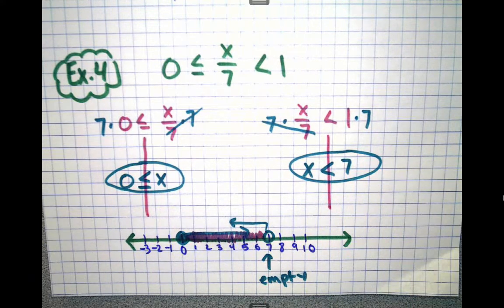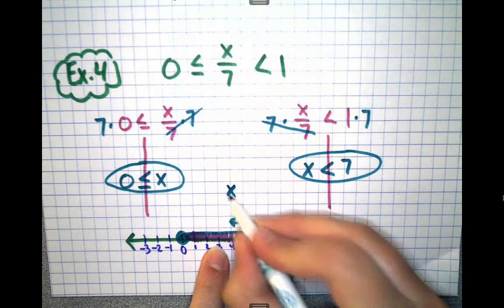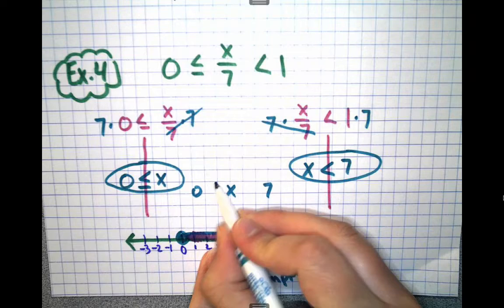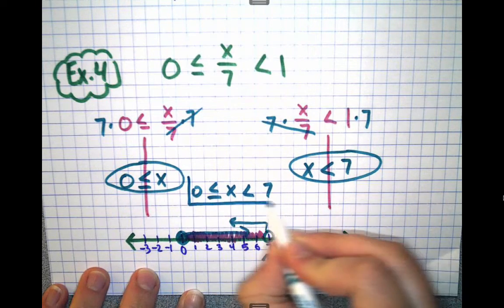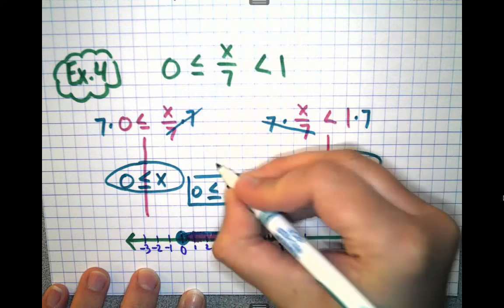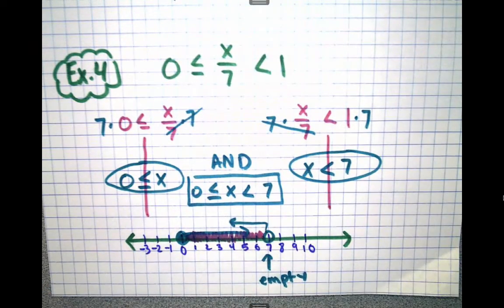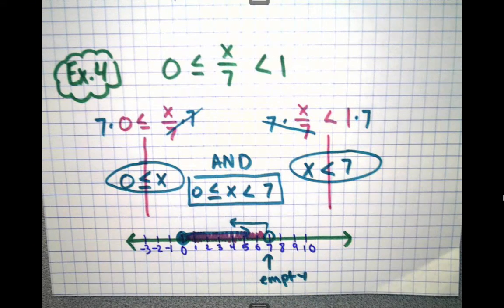So one way I could write my answer here is I could say, okay, x is in the middle between 0 and 7. It is greater than or equal to 0 and less than 7. So this is my compound inequality solution. This is what we call an AND problem, where we've got a sandwich shaded region in the middle. And there it is, compound inequality.